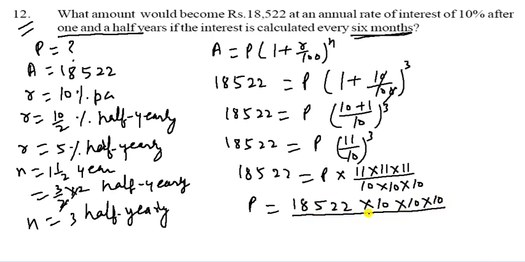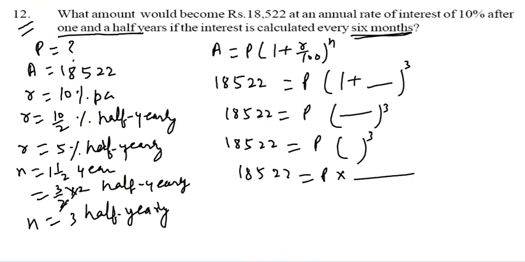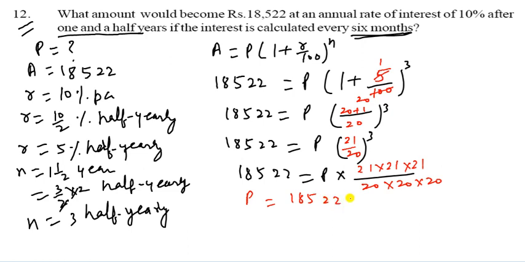So P will be equal to 18522. Here the rate of interest is 5%, but I have taken 10%, so you have to write 5% because it is 5% half yearly. So 5 upon 100. So 5 ones are 5 and 5 twos are 10. So it becomes 20 plus 1 upon 20, so here is 21 upon 20. Now multiply here 21 into 21 into 21, and here is 20 into 20 into 20.